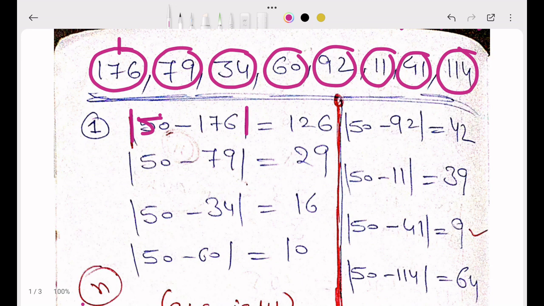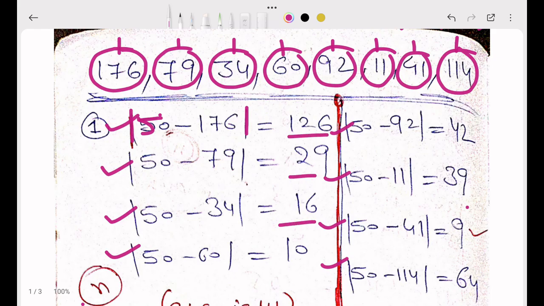So 50 minus 176, next 50 minus 79, next 50 minus 34, next 50 minus 60, next 50 minus 92, next 50 minus 11, next 50 minus 41, next 50 minus 114. Okay, so now I will check which one is the smallest. Now you can see among these: 126, 29, 16, 10, 42, 39, 9 and 64. This 9 is the smallest.